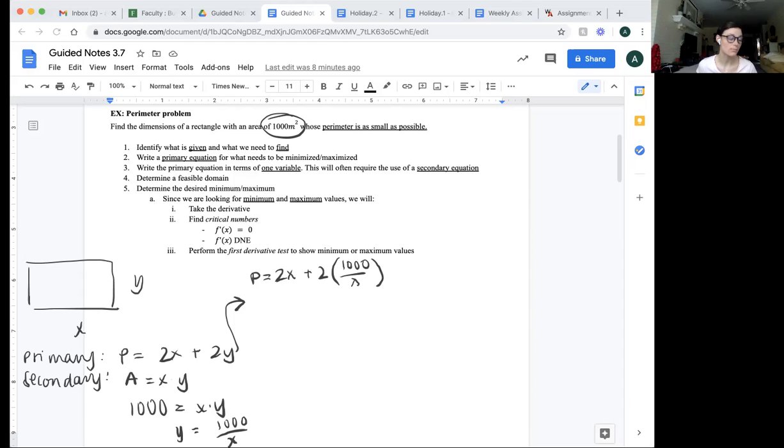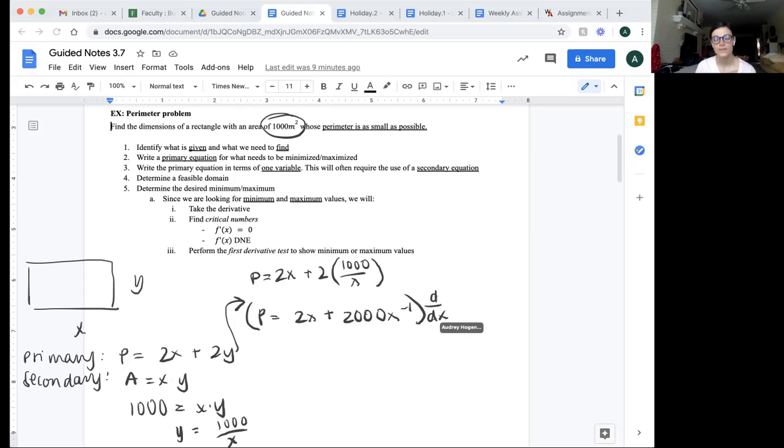And since we're looking for a minimum and a maximum, we're going to take the derivative, find the critical numbers, and perform our first derivative test. So I'm going to rewrite my equation as p equals 2x plus 2,000x to the negative 1, because I can use some fancy algebra to do that. Not really fancy algebra. So then I'm going to take my derivative in terms of x.